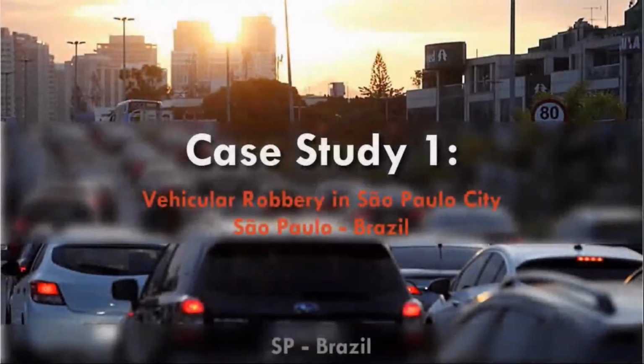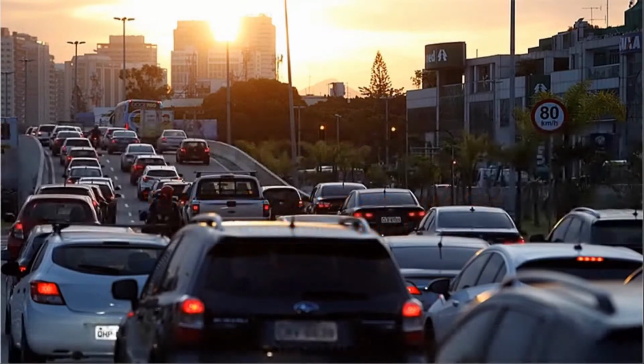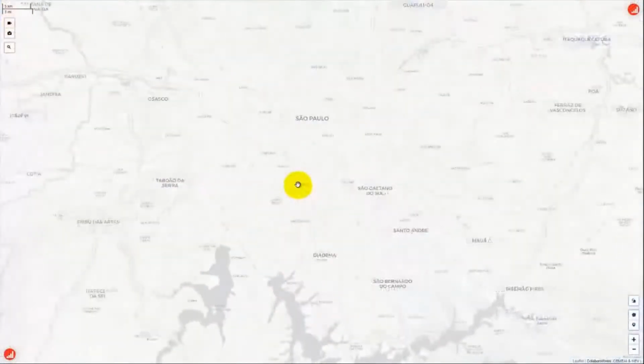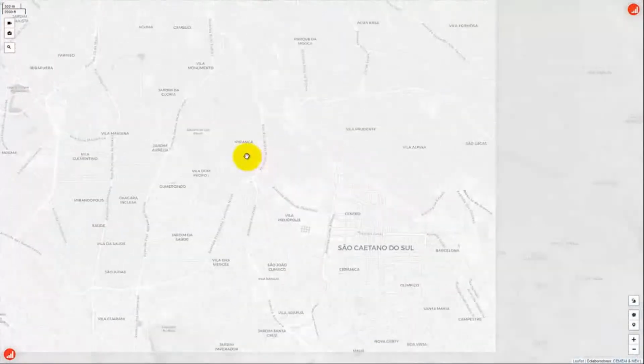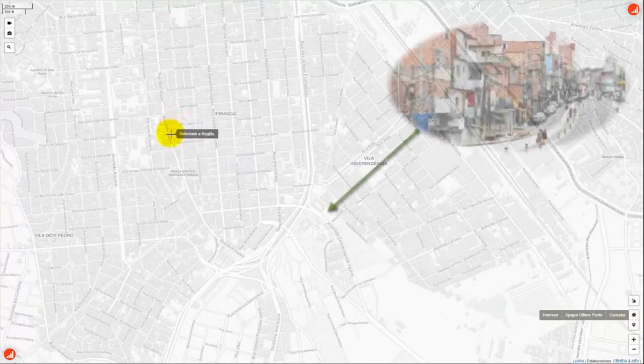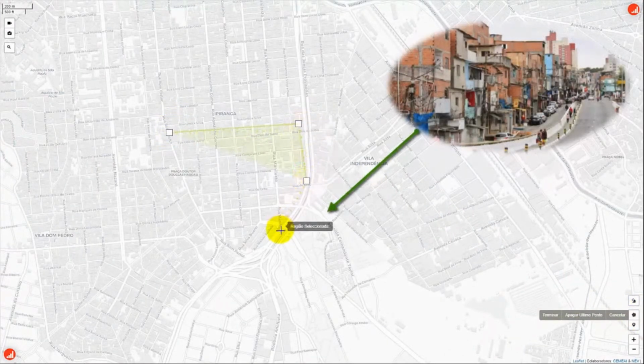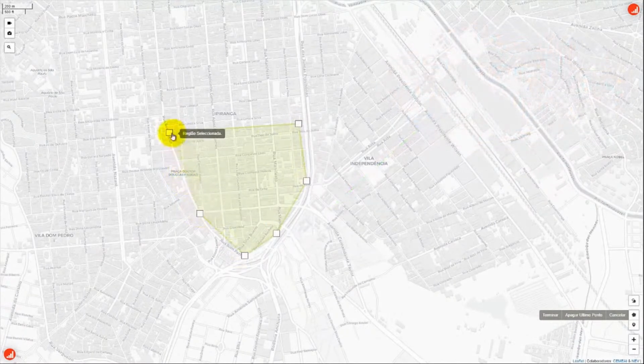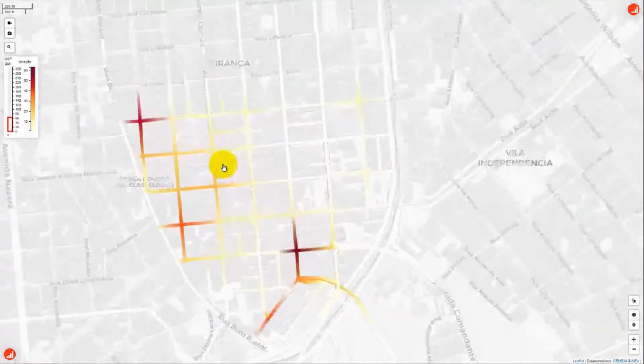The first case study analyzes the pattern of vehicular robbery in a region of São Paulo city. The main task is to understand the impacts of changes in the local infrastructure. To perform this case study, we selected a region in the south part of the city. It is located near a favela. Alerted by many complaints about vehicle robbery in that zone, we focused our study on this type of crime.